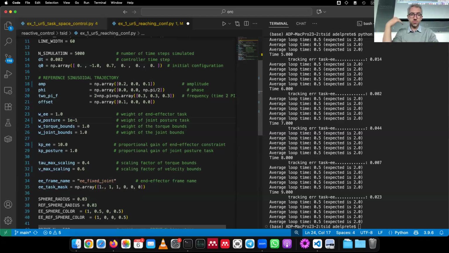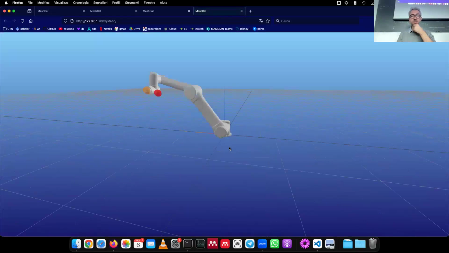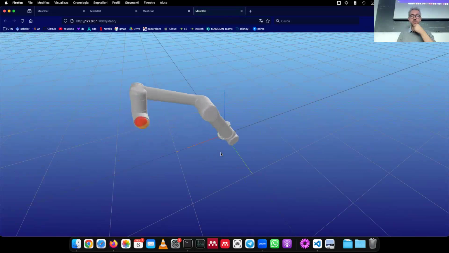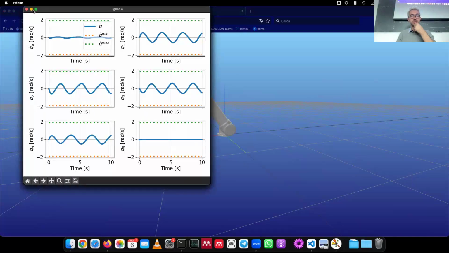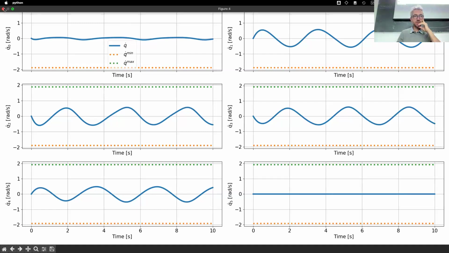We can try to set it too high to see the effect it has. So if I set it to 10 to the minus 1, it's probably too high. Now the motion is even smoother, but the tracking is pretty terrible. So it's very smooth motion. Okay, these are very smooth sinusoids now in joint space.